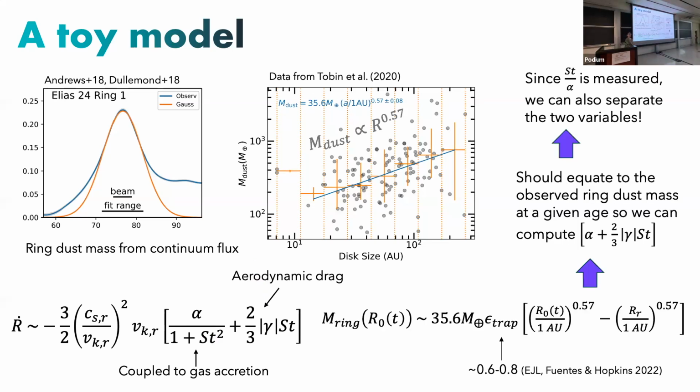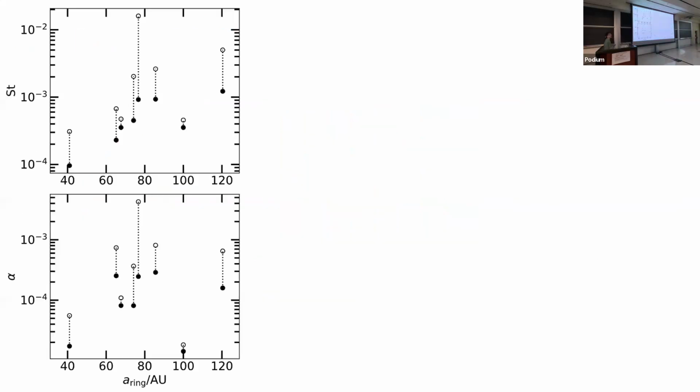So that's yet another equation. We have two equations, two unknowns. We can now solve for Stokes and alpha. And here's the upshot. These are specific to the ringed disk at the location of the rings. It's a local parameter. The upshot is that the Stokes number is very low. It's lower than what is typically used in planet formation models right now. And what that is going to do is it's going to make all that planet formation process very sluggish.